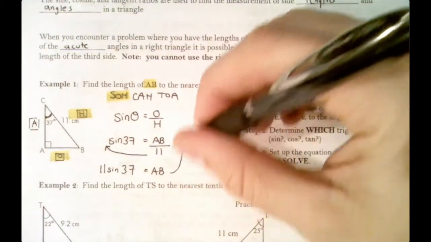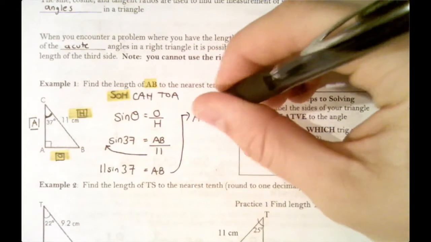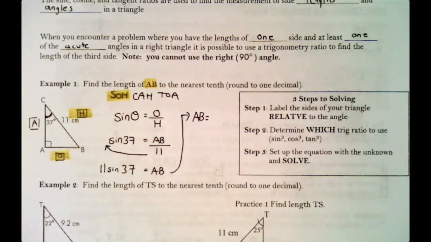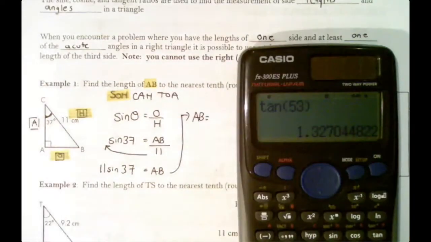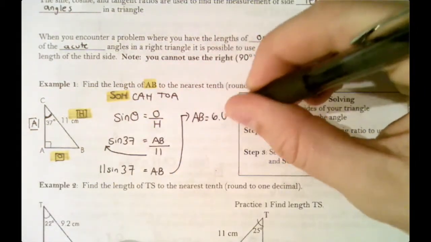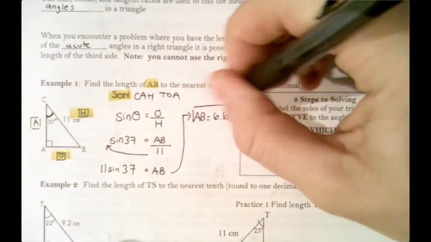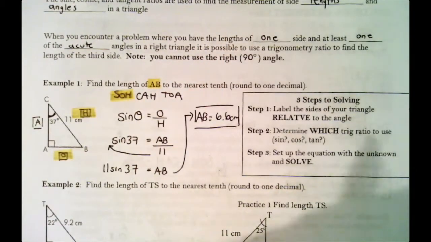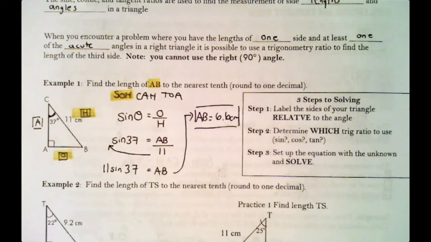So now we just use our calculator to figure out what AB is. Well, let's get my calculator. We type it in exactly as we see it. 11 sine 37. 6.62, let's just call it 6.6. Nearest tenth, 1 decimal place. So 6.6 centimeters. And there we go. We just used SOH CAH TOA to find a side length.